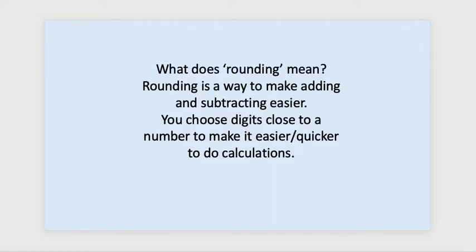Rounding is a way to make adding and subtracting easier. You choose digits close to a number to make it easier or quicker to do calculations like adding, subtracting, multiplying.